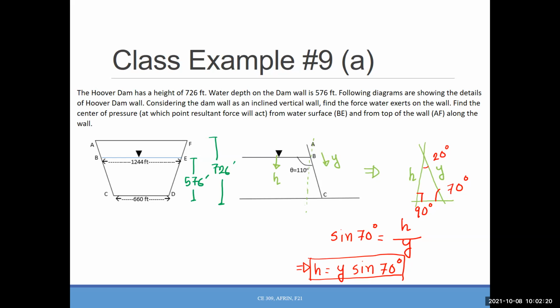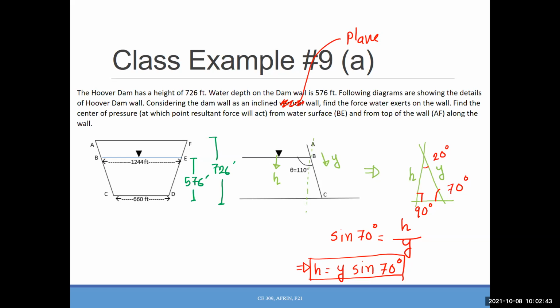Oh, one correction here. I said inclined vertical wall, that doesn't make any sense because vertical is that, inclined is that. So that should be inclined plain wall or inclined straight wall, something like that, just to mean that it is not curved. It is just a straight line.